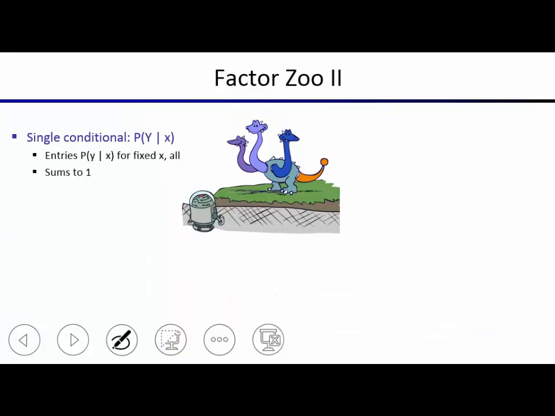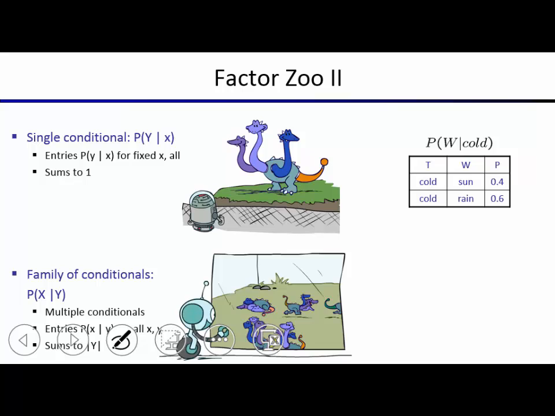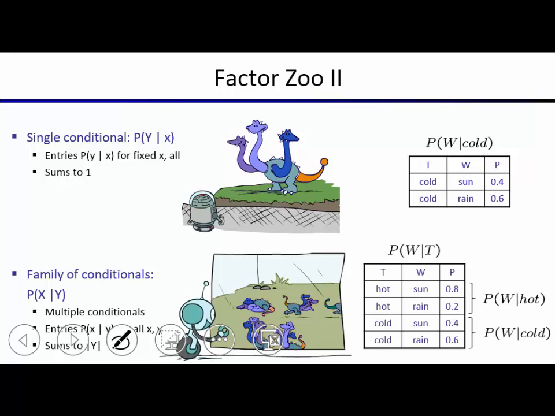All right, here's another type of factor, a single conditional. It's the distribution over some set of variables given some other variables instantiated as some value. So in this case, X has been instantiated as small x. The table could look like this for weather given cold. Instead of having a single conditional, you can also have a family of conditionals where now the thing behind the conditioning bar is also capitalized and can still vary. And now you'd get a family of what we saw above. So we get multiple of those in one big table here. This one here is sitting right here at the bottom. But then temperature could also be hot, which gives the top two rows.